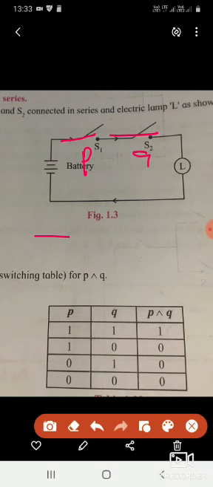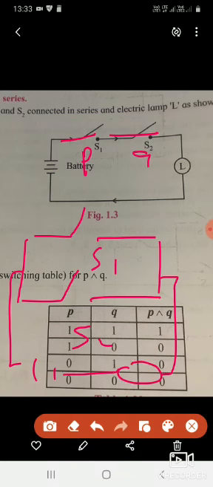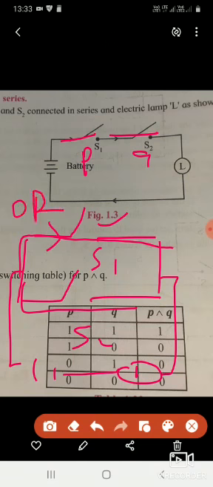Another one is the parallel connection. Suppose the first switch is in this way and the second one is in this way. It is S1, it is S2. So we will define P. The battery, and the light will be here. Listen now. The current can move through the first one or through the second one. So it is P or Q. We can use P or Q.